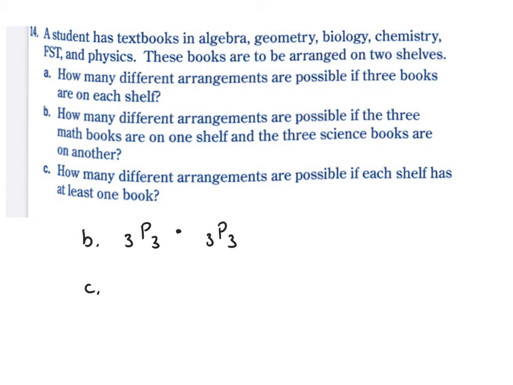Now part C is a little bit more complicated. How many different arrangements are possible if each shelf has at least 1 book? So if we put this as ordered pairs, the first shelf has 1, the second shelf has 5. The first shelf has 2, the second shelf has 4, etc. So we think about these as numbered pairs. If we logically deduce this one, if we only choose 1, that means I have 6 options, but I'm only going to choose 1. And then the next one has 5 options remaining, and we're going to choose all of those.